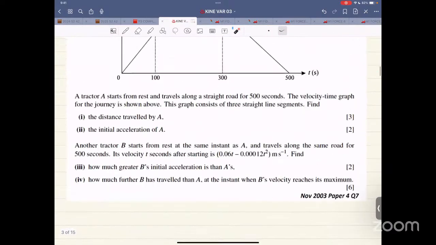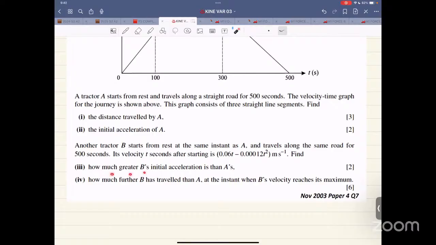Now it says another tractor B, that is tractor A, this is tractor B, starts from rest at the same instant as A, travels along the same road for 500 seconds. Time is also the same. Its velocity is given by such and such. So now as soon as they give you a velocity equation in terms of t, or for that matter, a displacement, for that matter, an acceleration equation, that means what is it about? It's about differentiation integration.